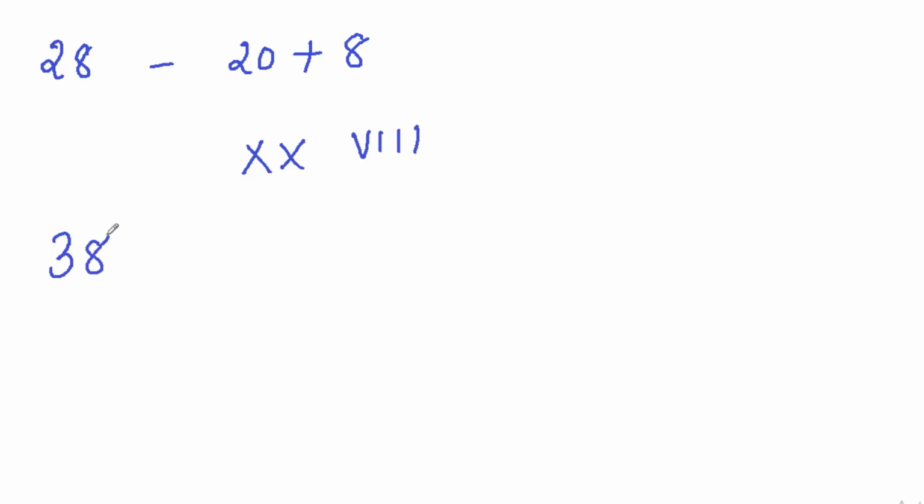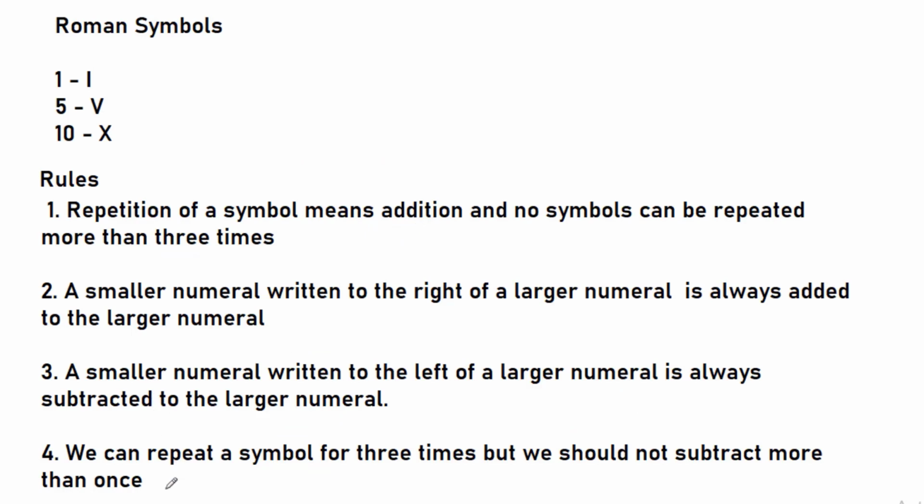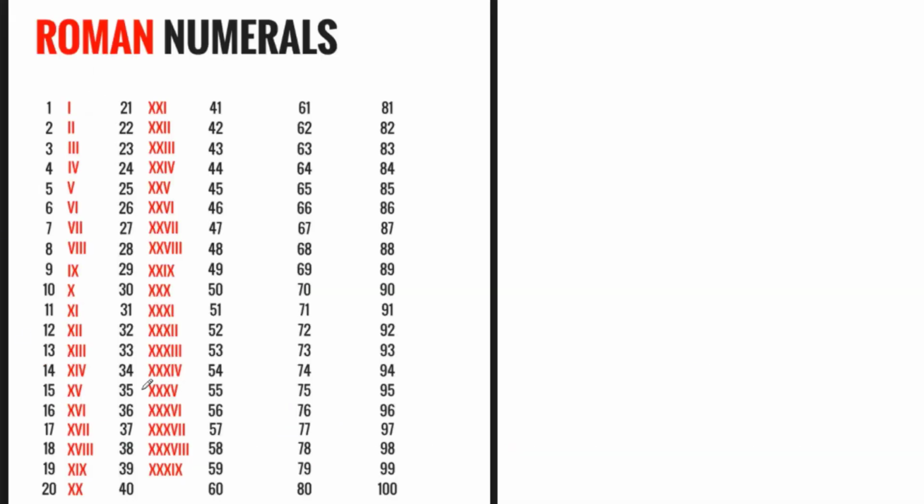Okay, how about 38 then? Yes, it is 30 plus 8. So, X three times, and this is 30 and 8. How about 39? 39, that is 30 plus 9, that is X, and for 9 we know 1 and X. If I am writing one small number next to the greater number, then we are subtracting this. This is 39. So with these rules and symbols, we can write numbers till 39.